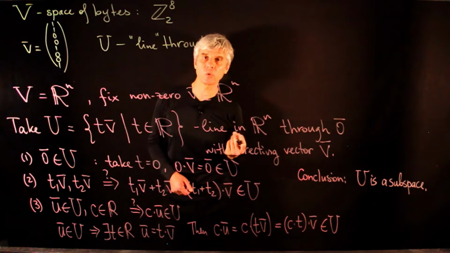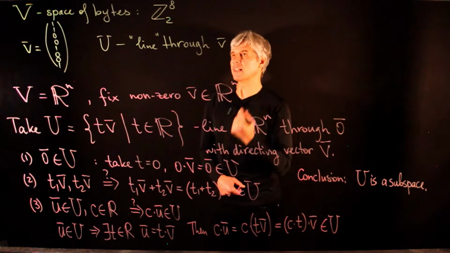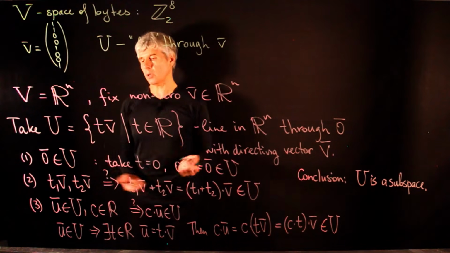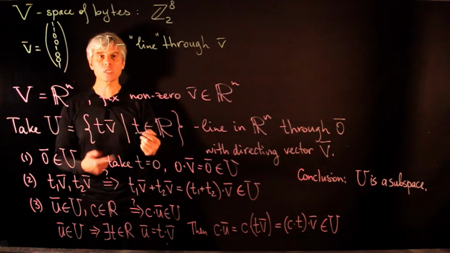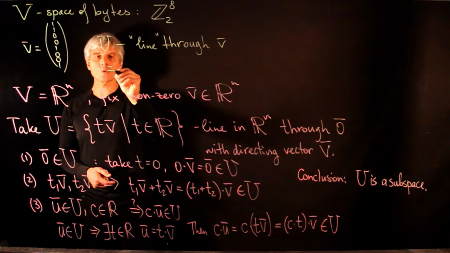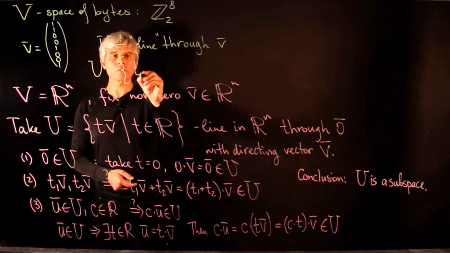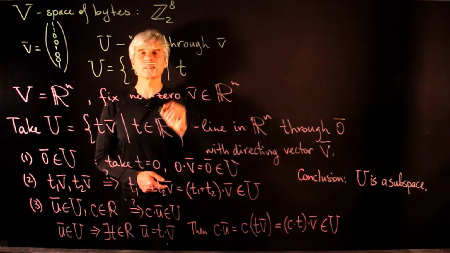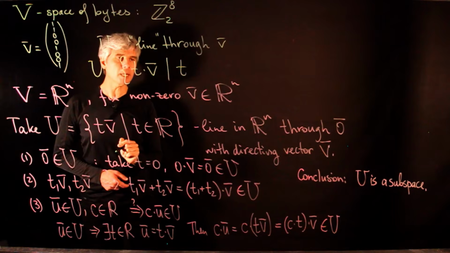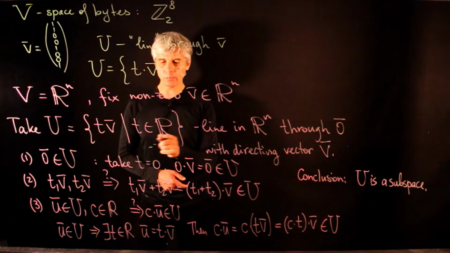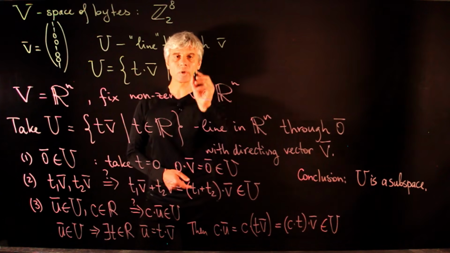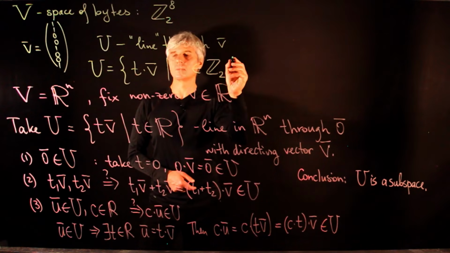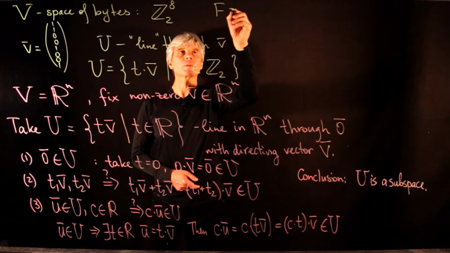What does it mean to take a line in the space of bytes? Well, the definition is going to be very similar to this one. So U is going to be the set of T times V, where V is this particular byte, and T, of course, cannot run over real numbers. So T runs over our field Z2. So in this example, the field is Z2.